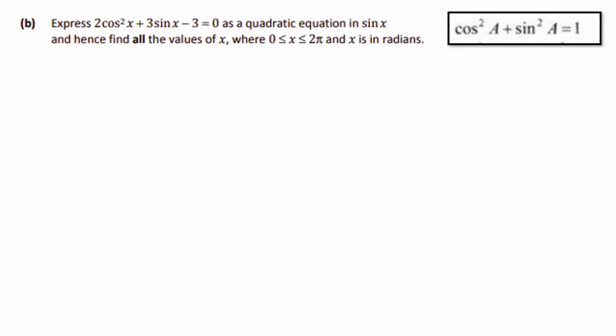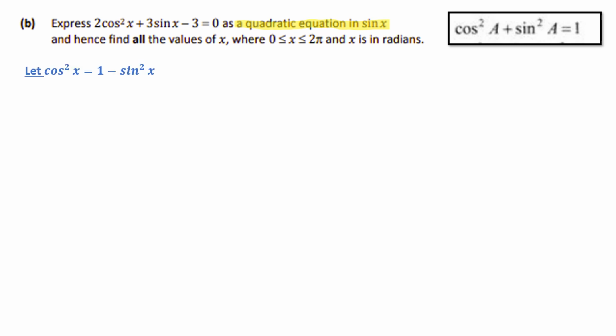and I find this little formula here, which is cos squared a plus sine squared a equals 1. Rearranging that allows me to change the cos to a sine, and that's what the question was asking when it said a quadratic equation in sine x. So in sine x basically means all of it is a sine x and there is nothing else. So we don't want that cos in there.